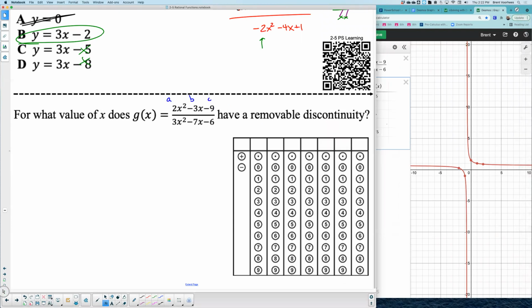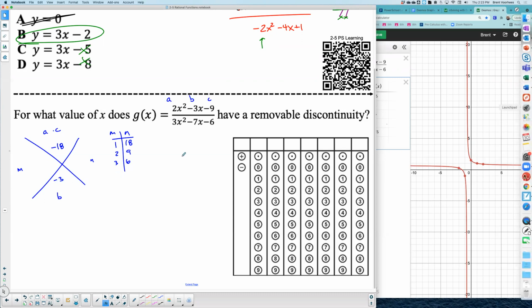I want to factor the numerator first. So I'm looking for factors of a times c, which is negative 18, that add up to b, which is negative 3. Let's do a little table here to help us out. There's 1 and 18, 2 times 9, 3 times 6. 4 doesn't go in. 5 doesn't either. Okay, I think that's all of them. And so which one of these could give me a negative 3? The answer is 6 and 3. I can make it 3 minus 6.